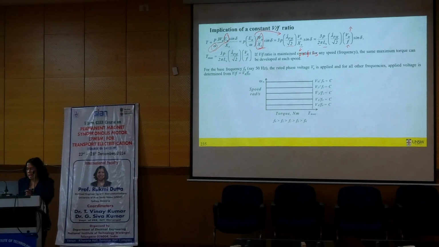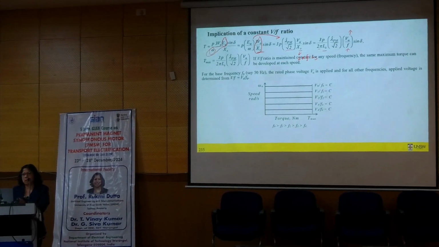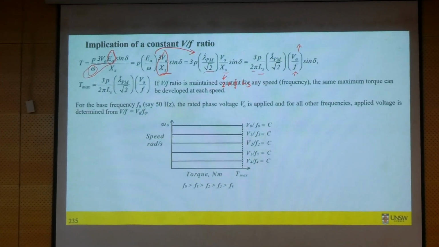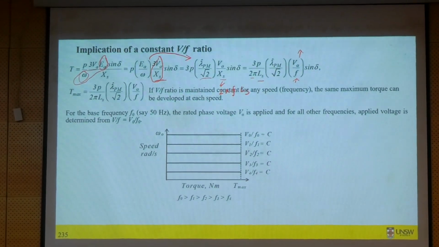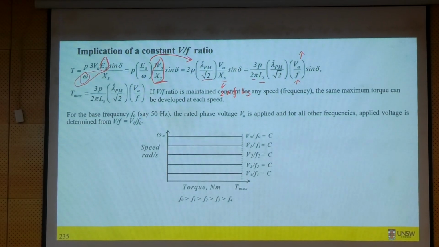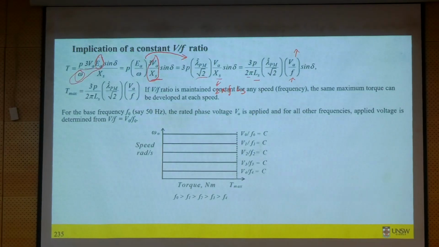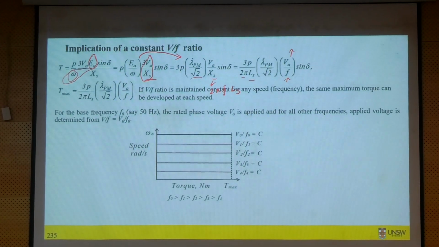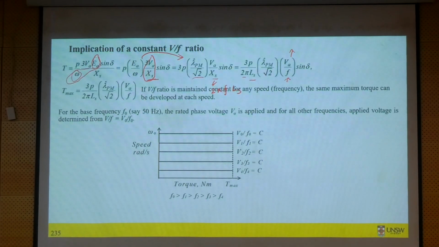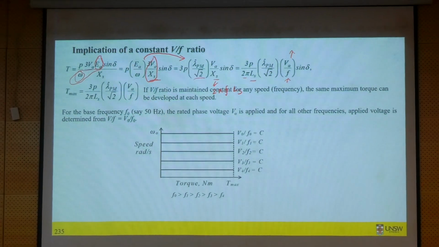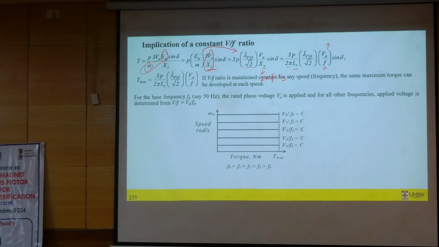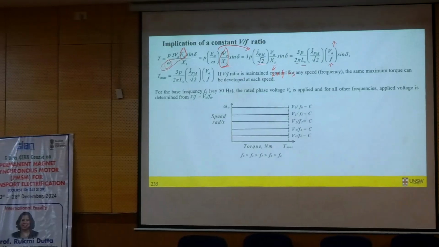But there is some problem. Although theoretically it is true that I can get the same maximum torque for any speed up to 0, usually that's not the case. If you have done some experiment, you will see that you do not get the same maximum torque at low speed. Very close to zero speed, you cannot get the same maximum torque. Do you know why? What's the problem with low speed?